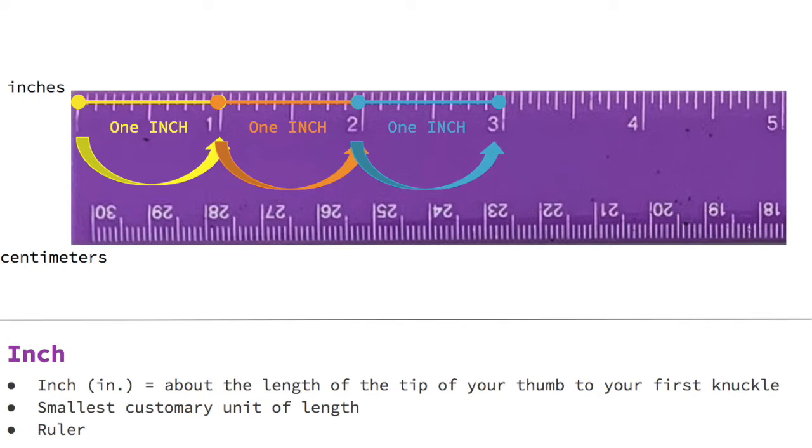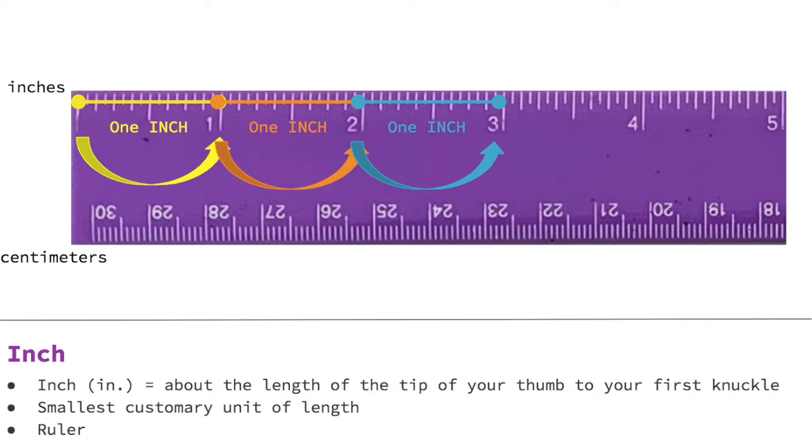Now, the first word, inch, is a word you recognize from yesterday. Can everybody repeat the word inch? Nice job. Now, an inch can be abbreviated with two letters, I-N period, which is the faster way to write inches, or inch. An inch is about the length of the tip of your thumb to your first knuckle on your finger. It's also the smallest customary unit of length, and we measure inches using a ruler.